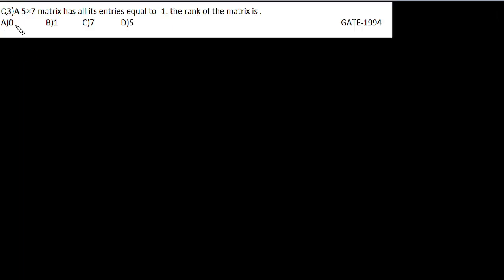Okay, let's solve question 3. Question 3 says a 5 cross 7 matrix has all its entries equal to minus 1. The rank of the matrix is, okay. Here we are given a matrix which is 5 cross 7, which is 5 rows and 7 columns.